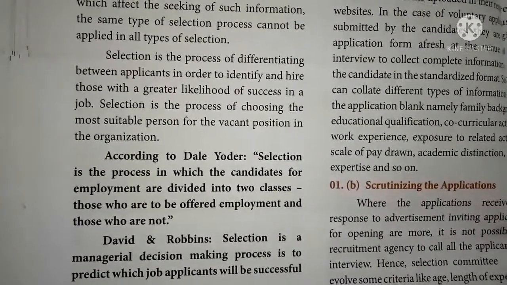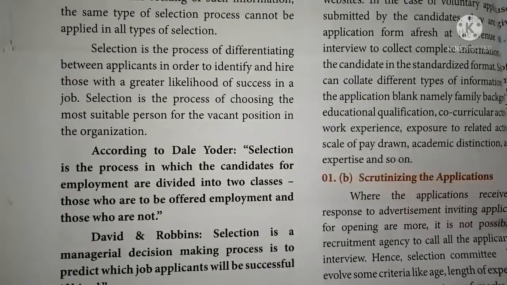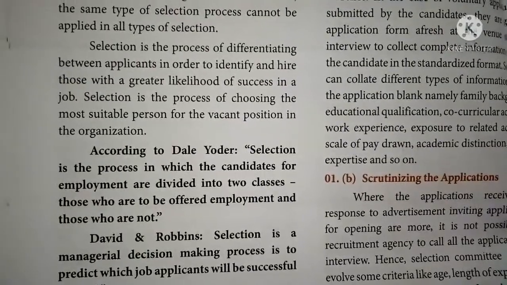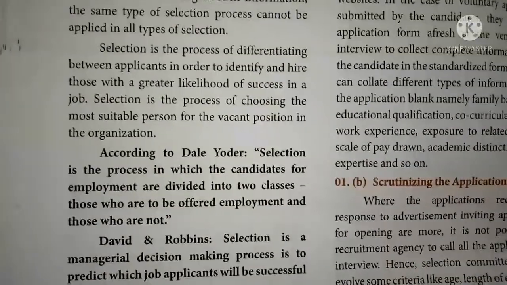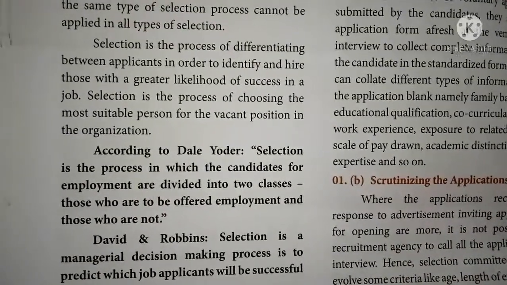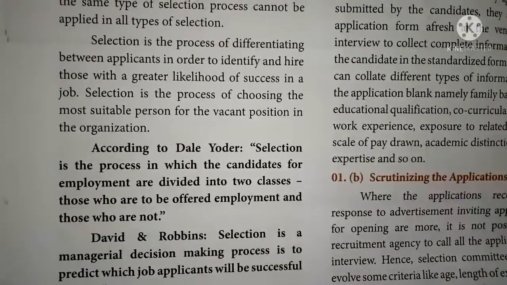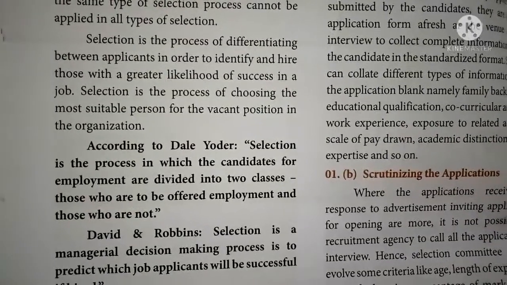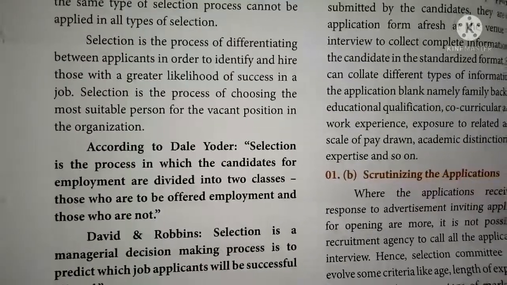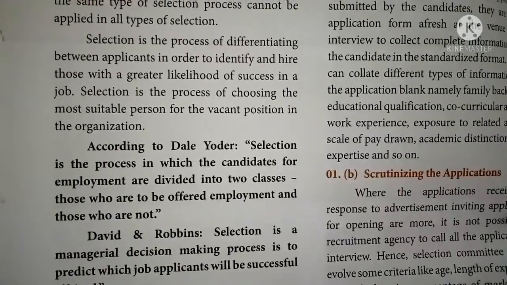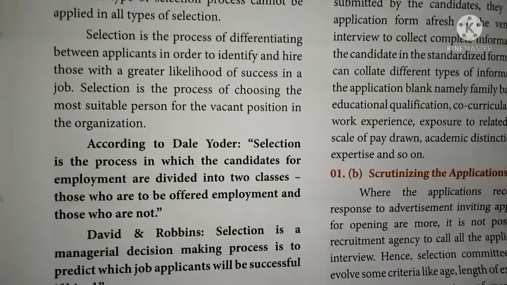According to Dale Yoder, selection is the process in which the candidates for employment are divided into two classes, those who are to be offered employment and those who are not. So the author says selection is one of the processes where candidates are to be employed by the employer for the right job. It can be divided into two classes, that is those persons who are offered employment and those who are not offered.